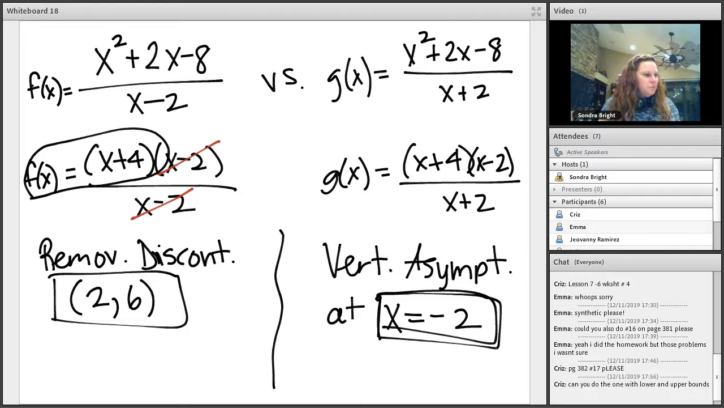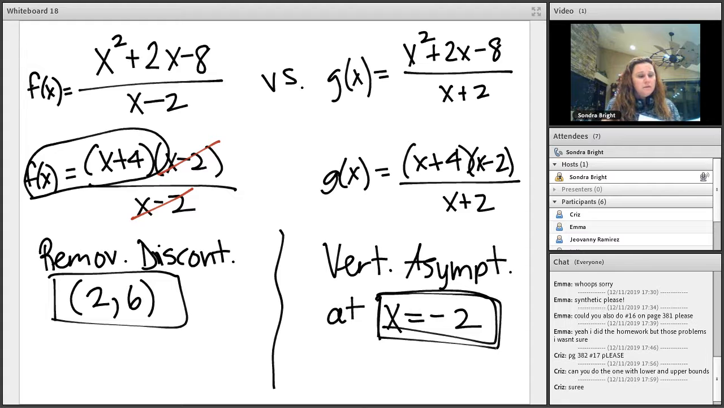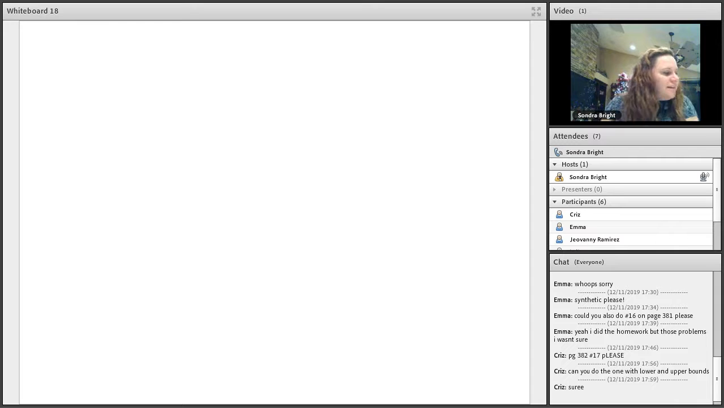All right, I'm going to do one with upper and lower bounds. Okay. Like, you want me to do the one on the quiz? Do the one on the quiz. That was the quiz, right? My biggest fear is that I'll actually do a problem that's from the test. I'm sure you guys would love it, but it would be horrible for me.